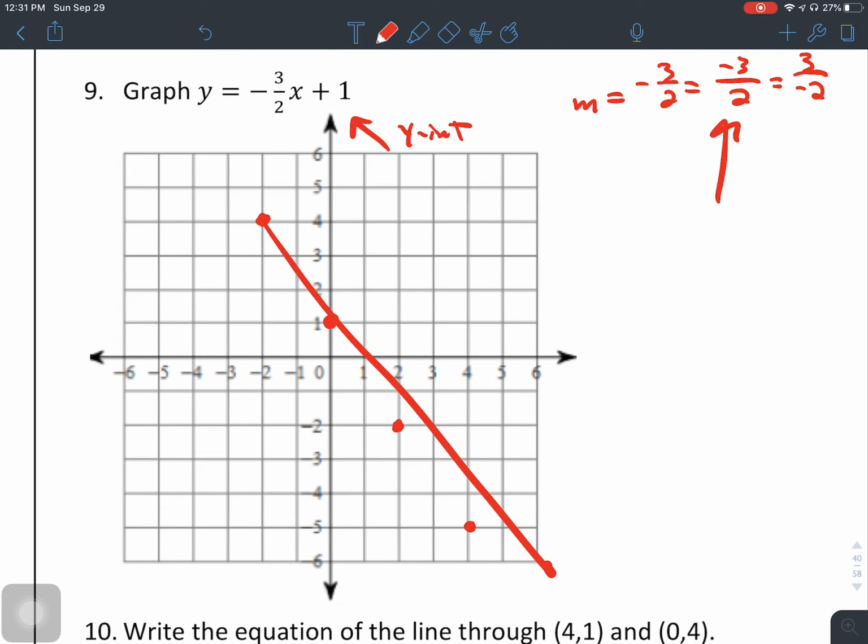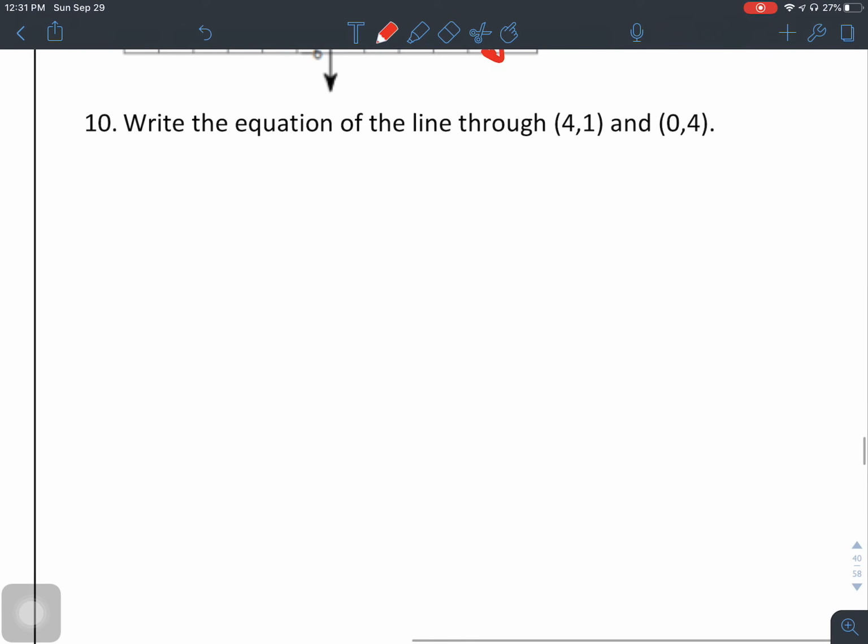So long story short, the more points you have, the more difficult it is to put your line in the wrong spot. Use your company issued straight edge. Label the y-intercept, please. You don't have to label this line because we only graphed one line on the coordinate plane. Finished. Number 10. Write the equation of the line that goes through these 2 points.